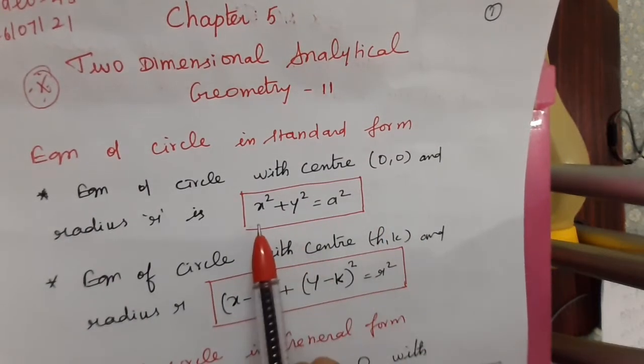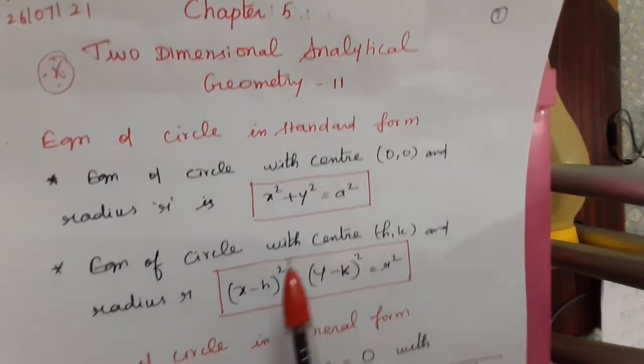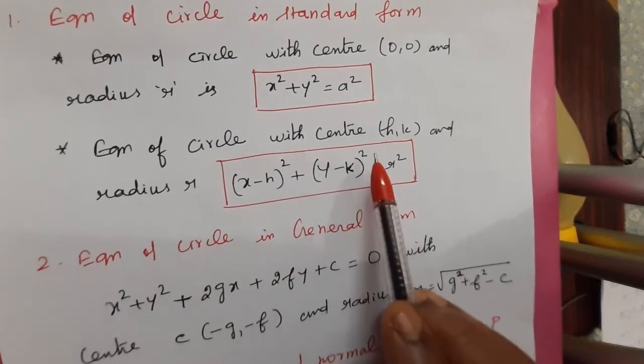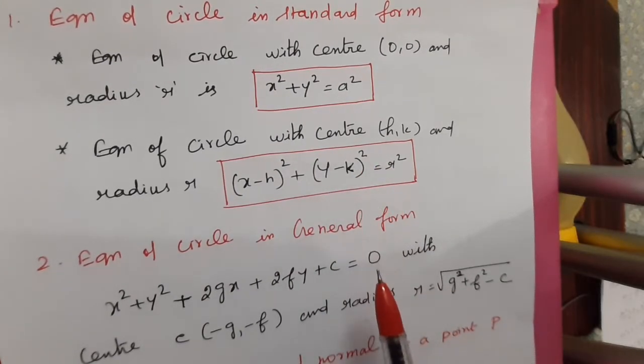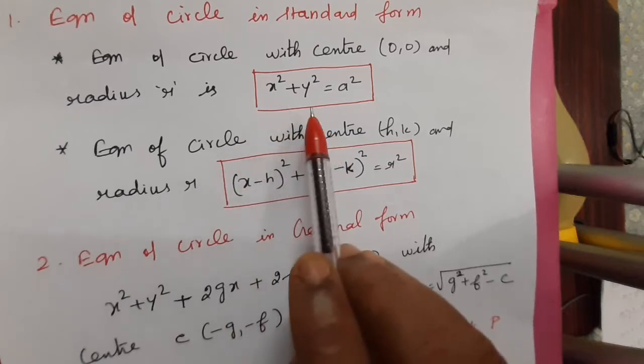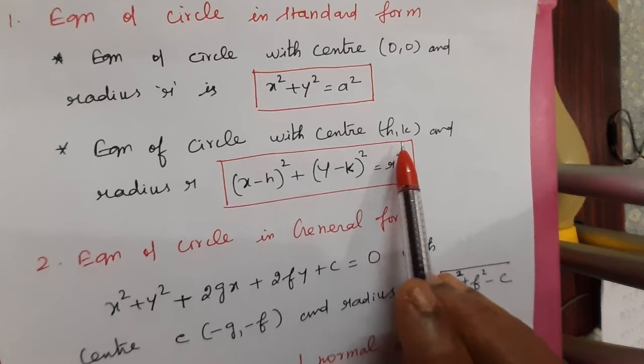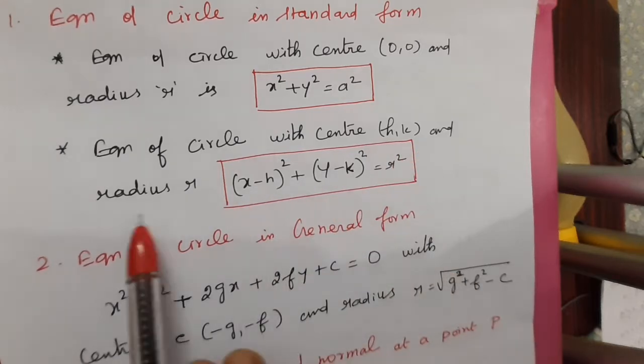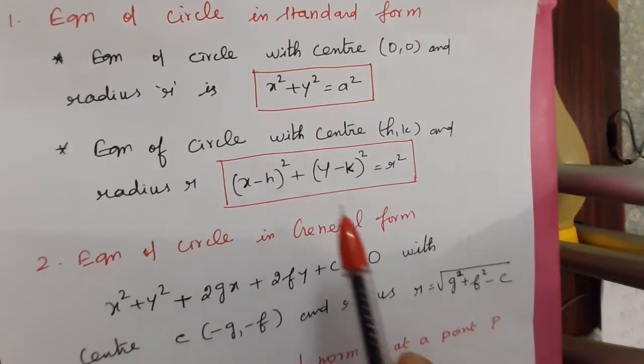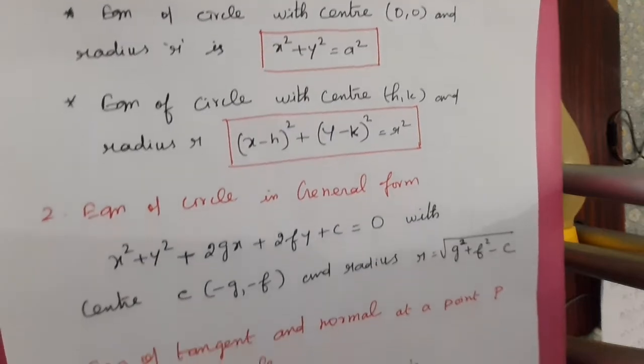The circle at the origin is what? x square plus y square equal to a square. The circle other than at the origin, that is with center h, k and radius r, is (x minus h) the whole square plus (y minus k) the whole square equal to r square.